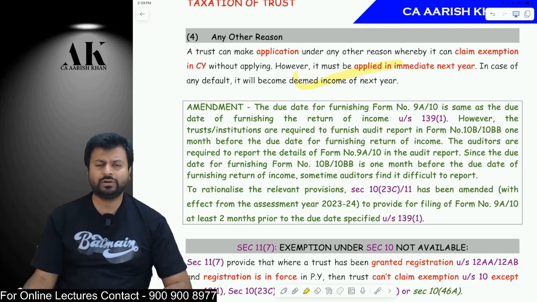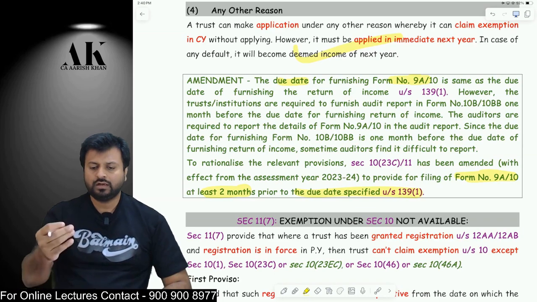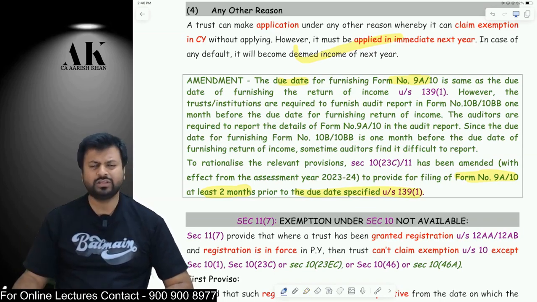So it will be chargeable to tax in the next year. I hope it is clear to all of you. Now, the next one is a small procedural amendment. I don't think so. It is very important.